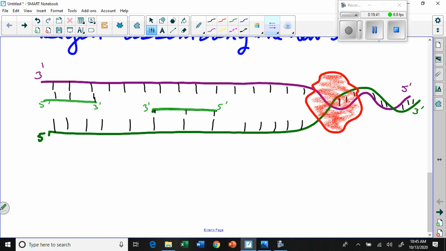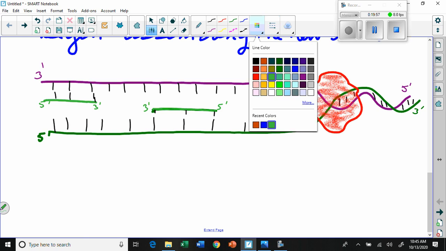Because remember, they run opposite to the ones they're joined to. Okay. Now on the top segment, a new enzyme comes along. This time I'm going to use, I used blue. Maybe I'll find a nice turquoisey color. This will work well.